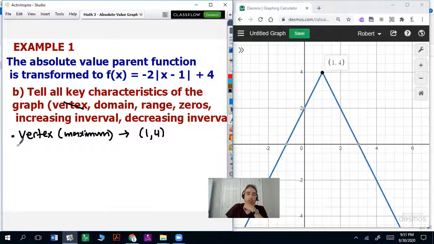The domain, that's a gimme. The domain's always going to be all real numbers on these. All real numbers, any value can be plugged in. So with domain, we want to write that, but we want to say it like this. -infinity to +infinity. Domain for absolute values will always be that. Let's talk about range.